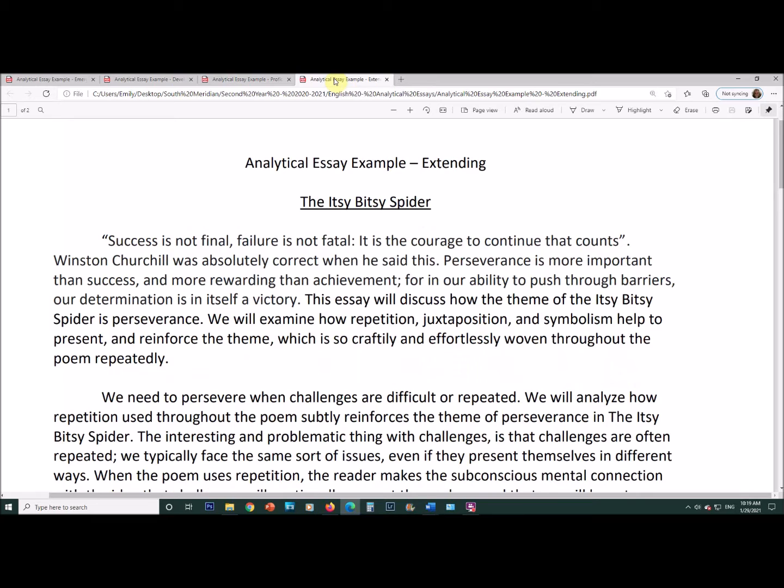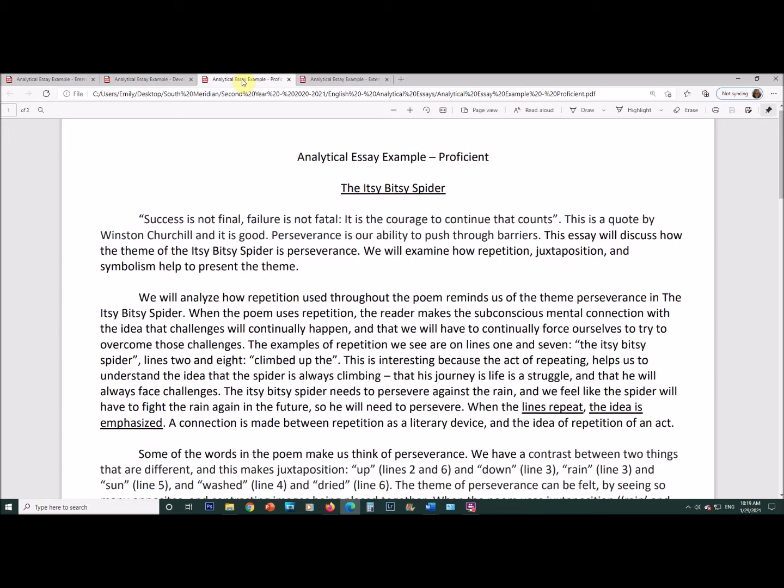So all of the fancier bits, the smooth bits, are taken out in the proficient one, but all of the content is the exact same. Which to me, that's kind of the difference: you can make an argument, but can you do it really well? You can give examples. Can you do it with style?